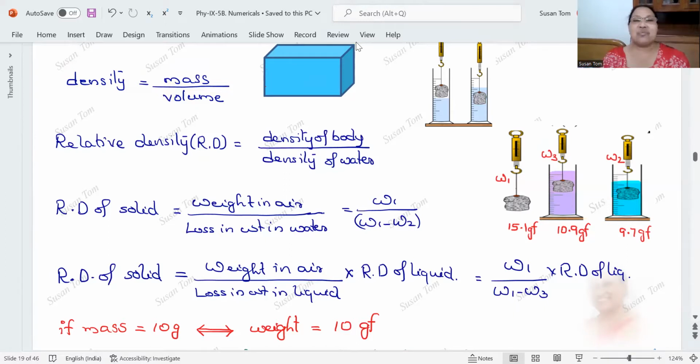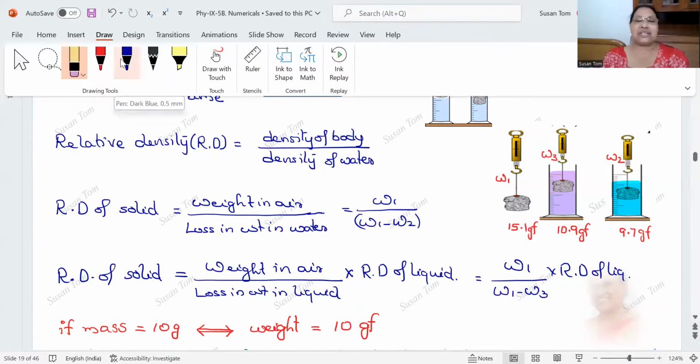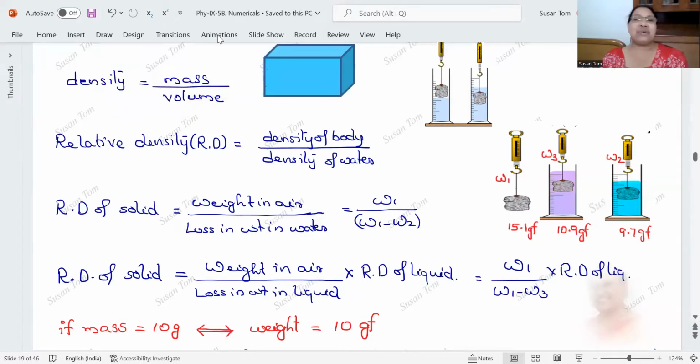Sometimes it may not be a regular body that you are given. It may be an irregular shaped body. Then we make use of a special device, the specific gravity bottle, or simply a measuring cylinder. Look here. Suppose the body is a stone which doesn't have a shape. It's not spherical, not cubical, not cuboidal. So for any irregular shaped body, first we find its weight in air.